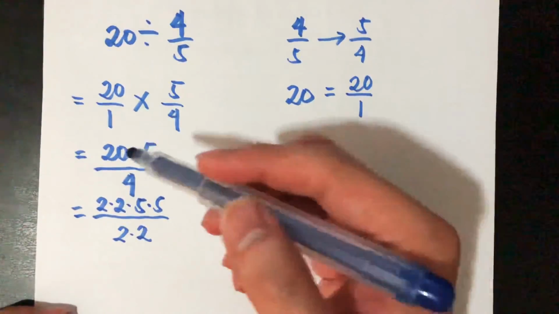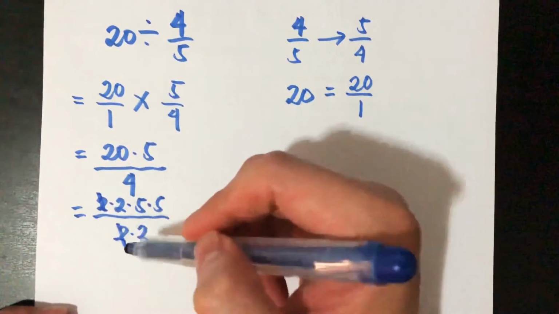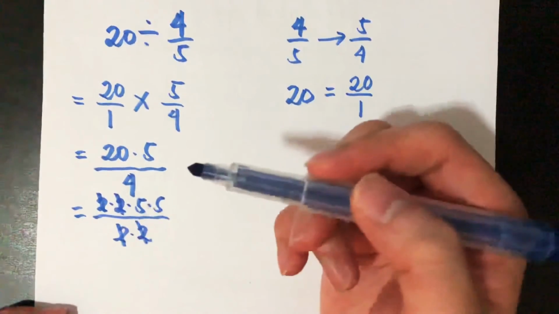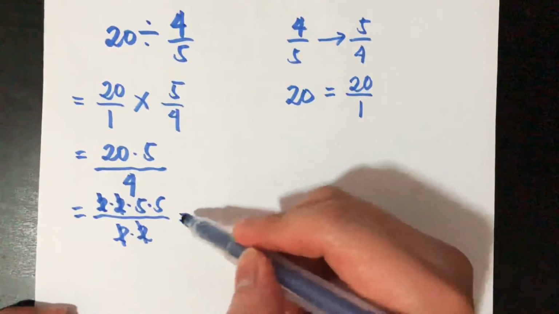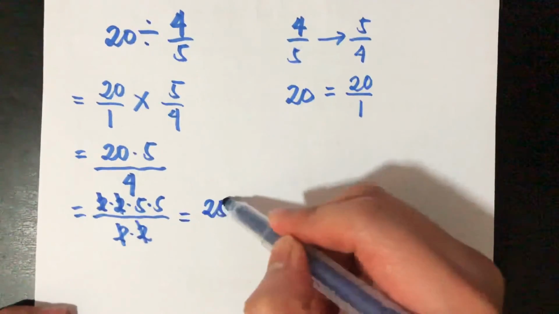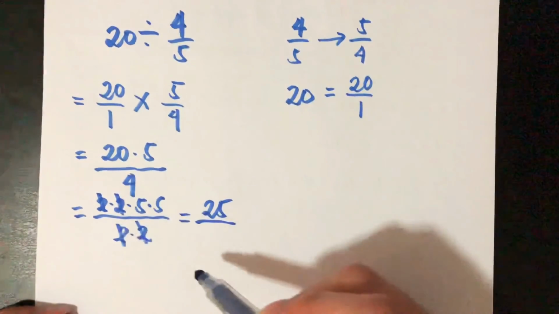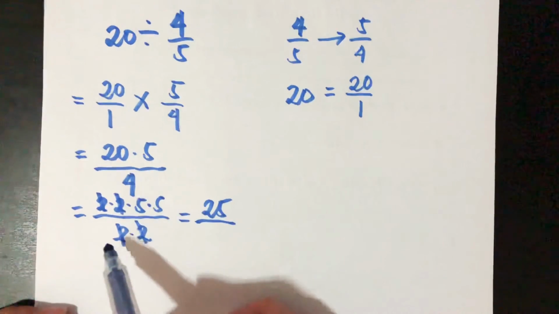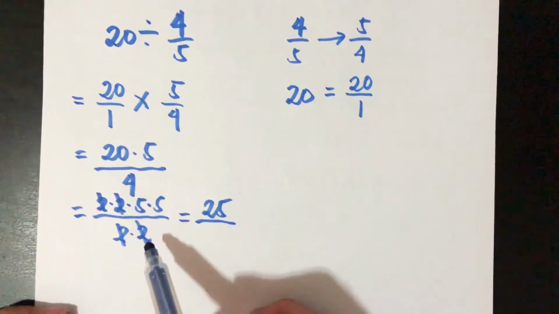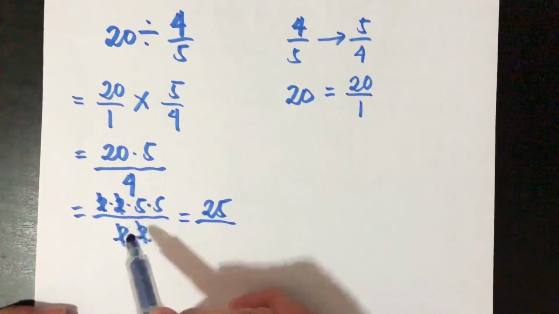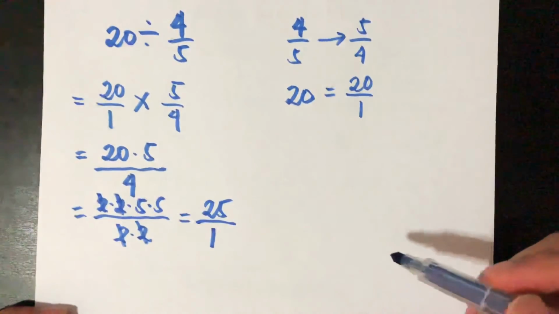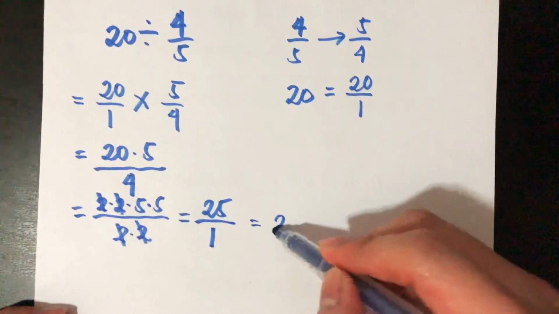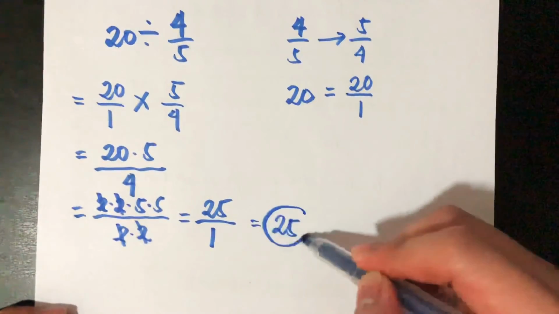The next step is to cancel out common factors, which is this one and this one. So we have 5 times 5, which is 25. Then in the denominator, there's nothing left. But just to point this out, that there is nothing left doesn't mean that it is 0. It just means that it is 1. So the answer now is 25.